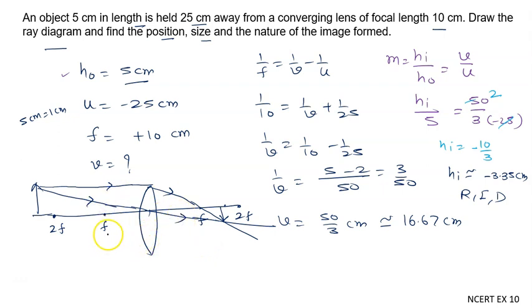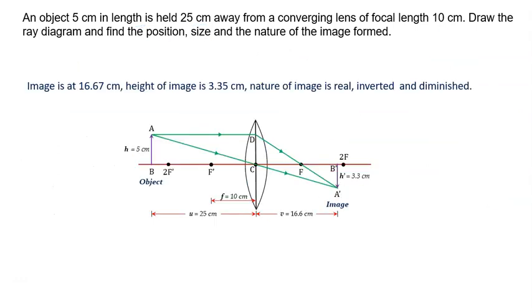Now you can label it. This distance is focal length, it is 10 centimeter. This distance is object distance, it is 25 centimeter. This distance is image distance. Image distance we have calculated, it is 50 by 3 centimeter, or you can say it is 16.67 centimeter. So the right answer of the problem is the image is at a distance 16.67 centimeter. Height of the image is 3.35 centimeter. And nature is real, inverted and diminished.